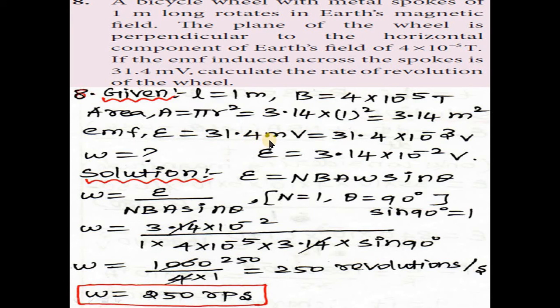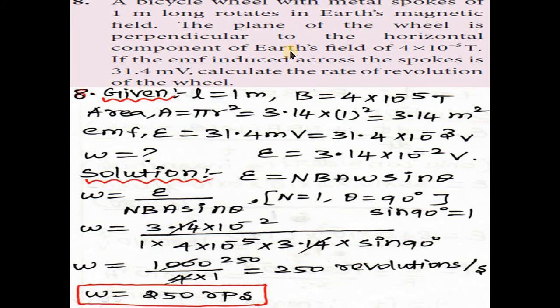Epsilon value is 31.4 millivolt. This can be written as 3.14 into 10 power minus 2 volt, because 31.4 millivolt means 31.4 into 10 power minus 3 volt. Let me adjust the decimal point before the 1: 3.14 into 10 power minus 2 volt. So epsilon, what is the formula? Epsilon is equal to NBA omega sin theta.